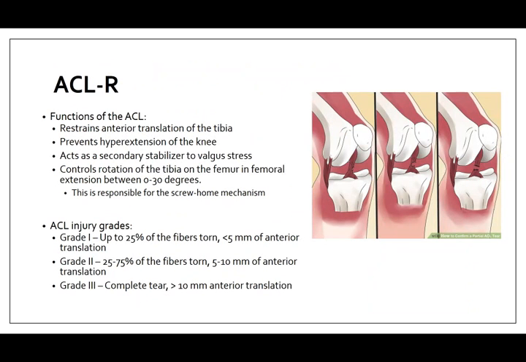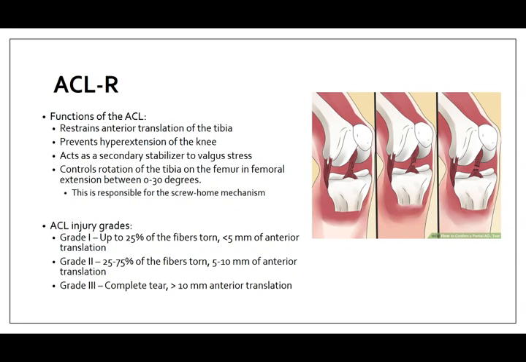The function of the ACL, it restrains anterior translation of the tibia, prevents hyperextension of the knee, and acts as a secondary stabilizer to any valgus stress. The primary valgus stabilizer is the MCL. It controls rotation of the tibia on the femur in knee extension between 0 and 30 degrees, and that's responsible for that screw-home mechanism, so it stabilizes during that.